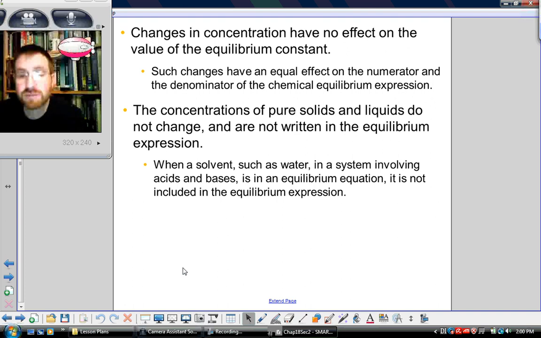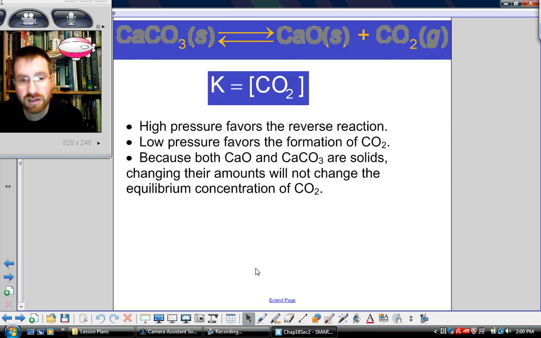The concentrations of pure solids and liquids do not change and are not written in the equilibrium expression. When a solvent such as water, in a system involving acids and bases, is in an equilibrium equation, it is not included in the equilibrium expression. If we increase the pressure here, a high pressure favors the reverse reaction. A low pressure favors the formation of CO2. Because both CaO and CaCO3 are solids, changing their amounts will not change the equilibrium concentration of carbon dioxide.